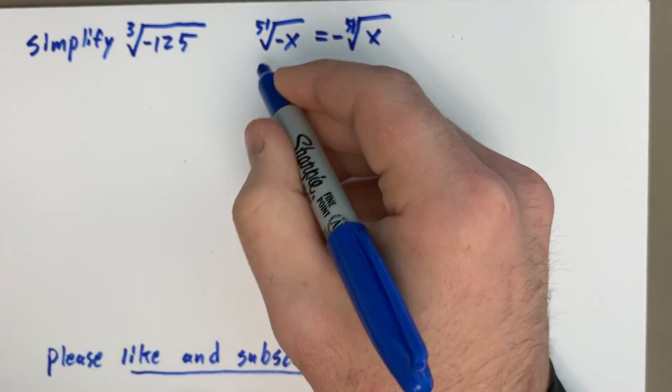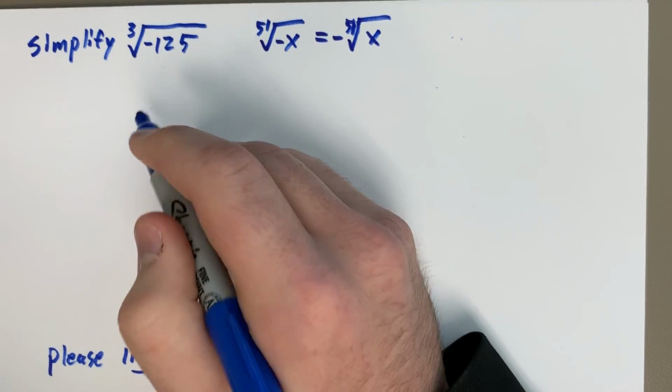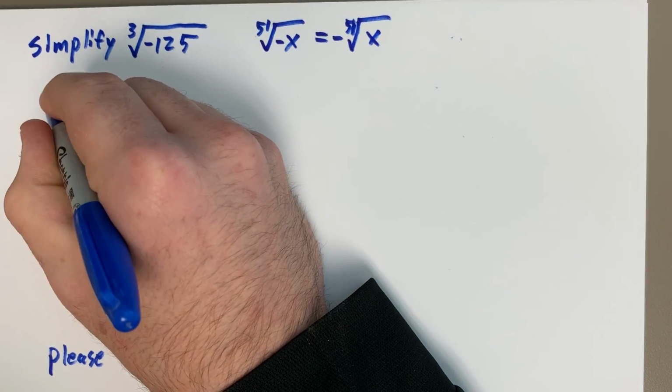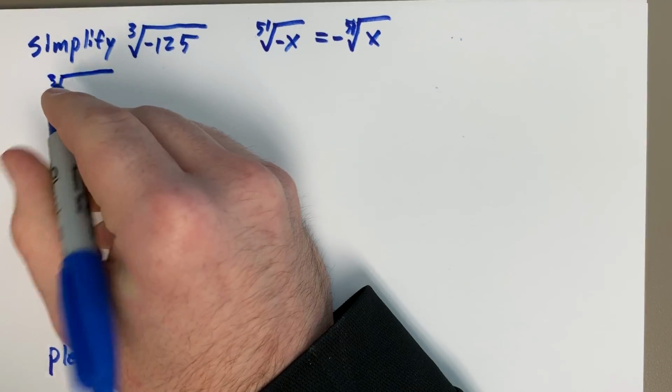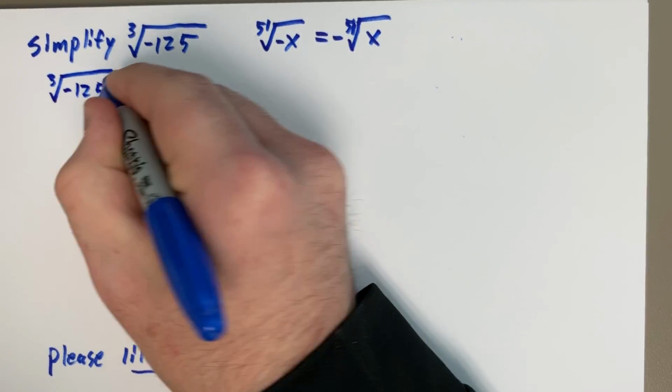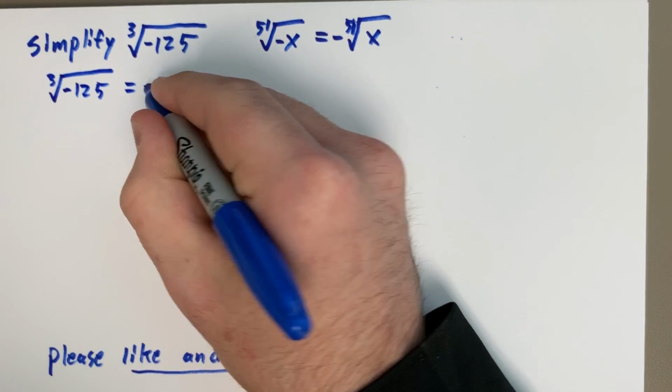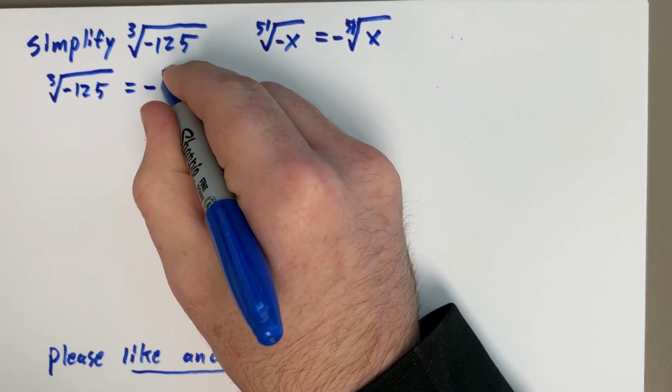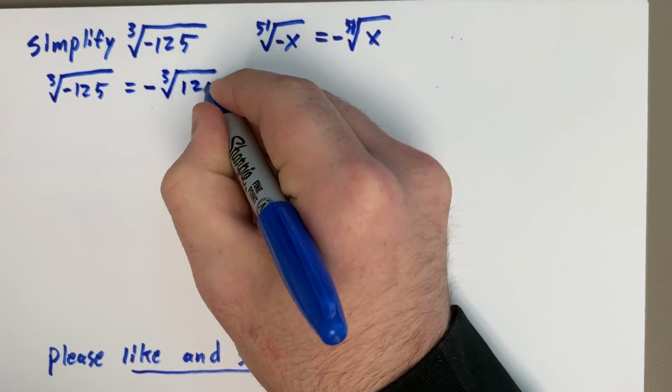Okay? So here we're looking at minus 125, so that negative is going to come out. That's going to be our first step. So we have third root of minus 125, just rewriting. This gives us minus the third root of 125.